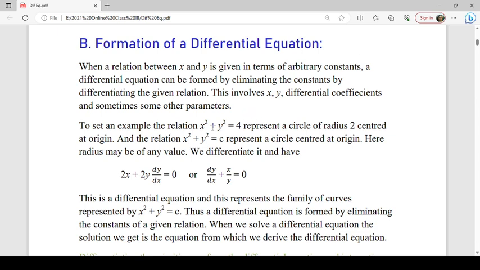So we have x square plus y square equal to 4. This is the general equation. There is no dy/dx, no differential coefficient. Then we need to eliminate the constant. This doesn't have a constant, but take x square plus y square equal to c, some arbitrary constant, and we eliminate it by differentiating. Then x square plus y square equal to c represents a circle centered at the origin.